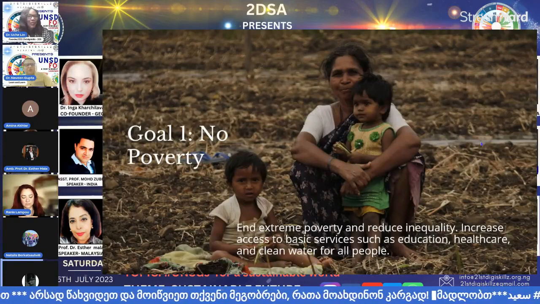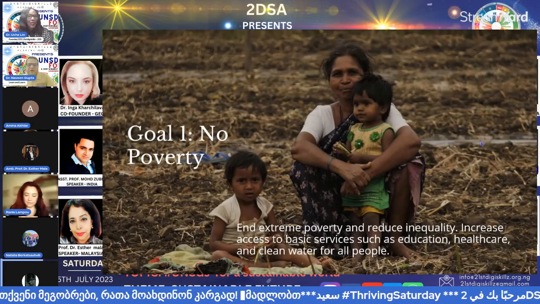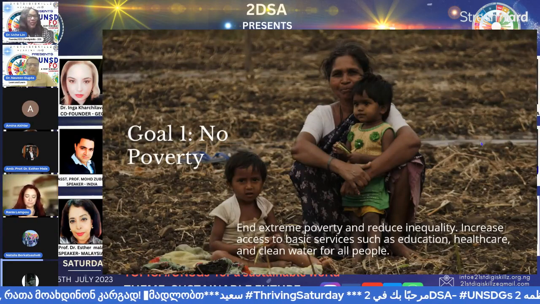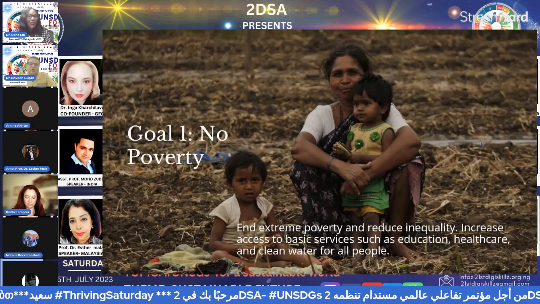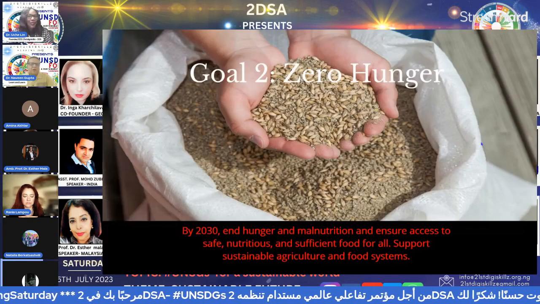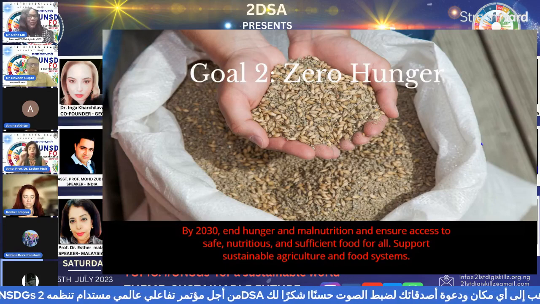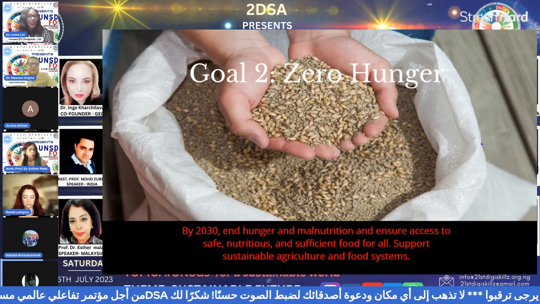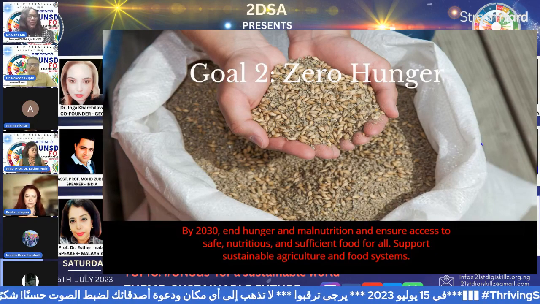Goal number one is no poverty, which talks about extreme poverty and reducing inequality, increasing basic services such as education, healthcare, and clean water for all people. Zero hunger: by 2030, end hunger and malnutrition, ensure access to safe nutrition and sufficient food for all, support sustainable agriculture and food systems.